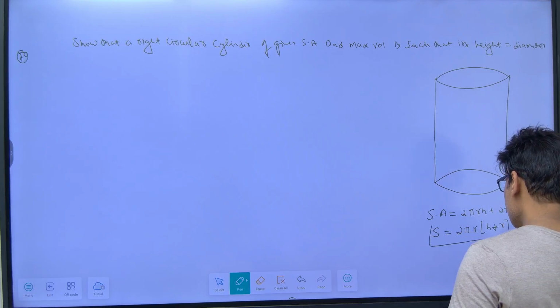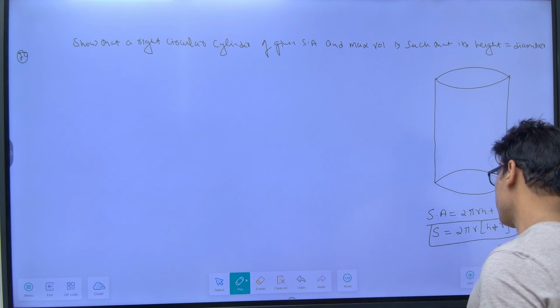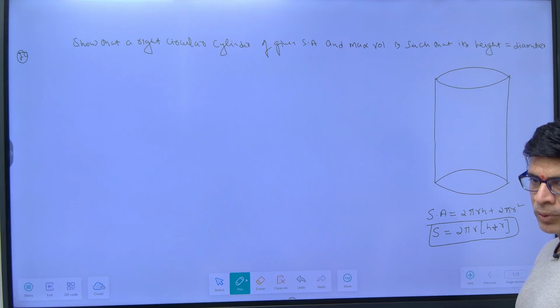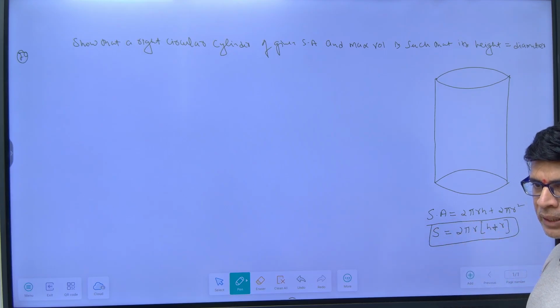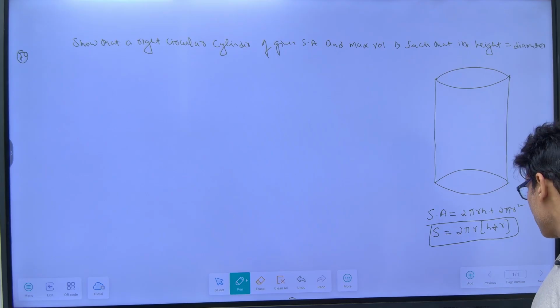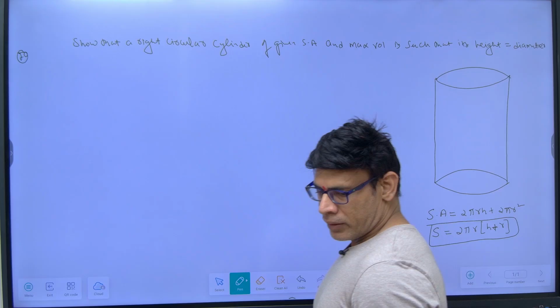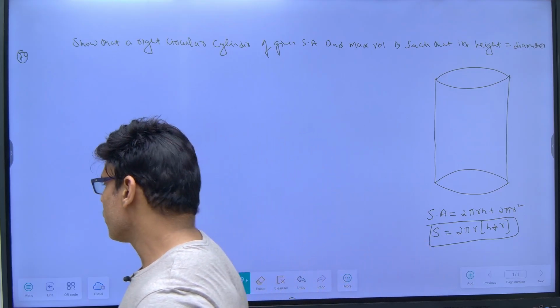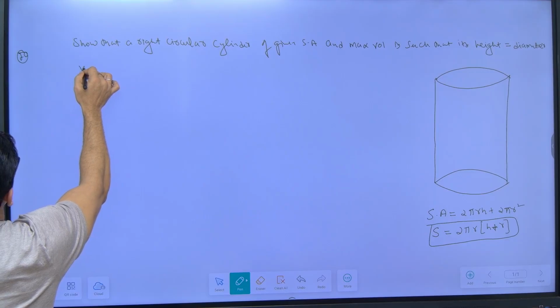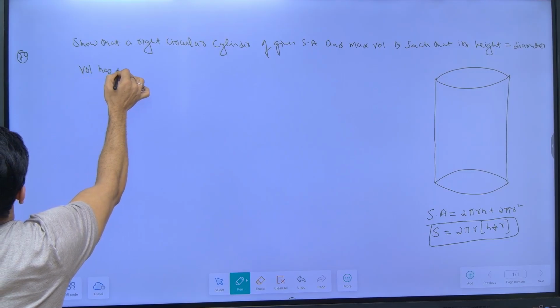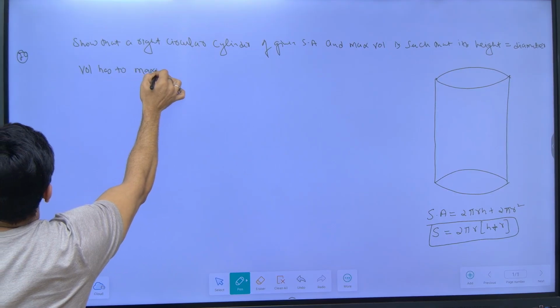Why we are doing this? Because somewhere when I'm going to find out volume, I'm going to get R and H. So either I have to write R in terms of H or H in terms of R. I'll tell you how to do that as well. You are supposed to find out what? Volume, right? What has to be maximized? Volume has to be maximized, right?